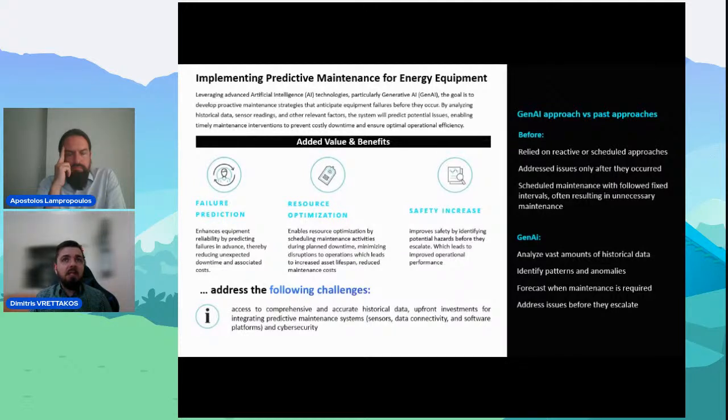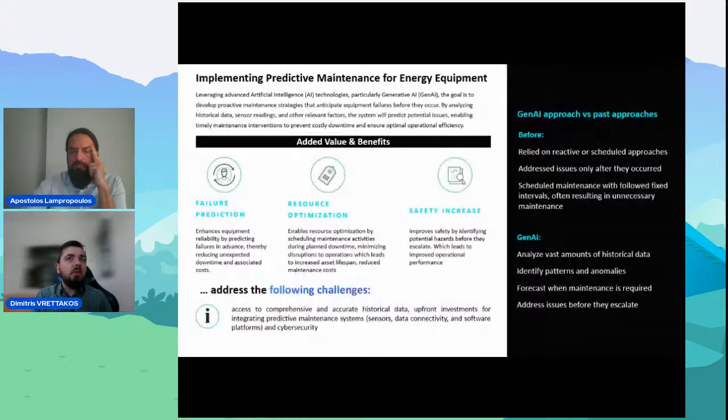And last but not least, safety increase, which is quite crucial. Safety is paramount. Predictive maintenance can identify potential hazards before they even escalate. So this is very useful not only in the energy sector, but I would say that most useful is in the aviation industry, for example. Delta Airlines, for example, uses predictive maintenance to monitor their aircraft. So they increase safety, they increase their ability to address issues before they even become critical.